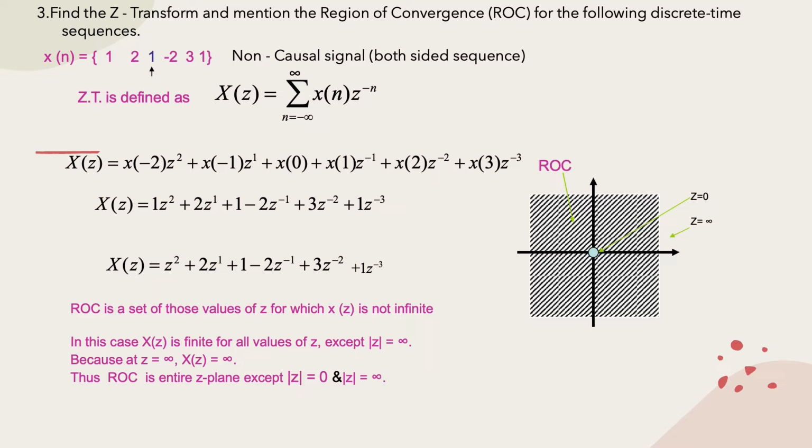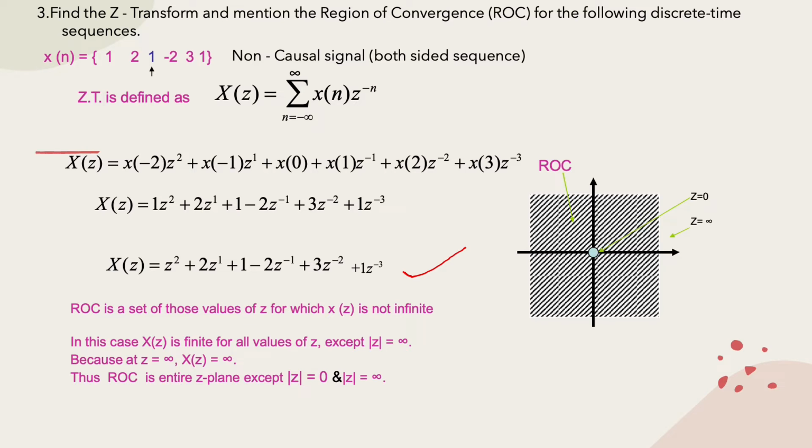So x of 0 plus x of 1 z inverse plus x of 2 z power minus 2 plus x of 3 z power minus 3. Similarly on the left side, x of minus 1 z power 1 plus x of minus 2 z power 2. So all the values are given here, you substitute them, and you will get the final answer as this one.